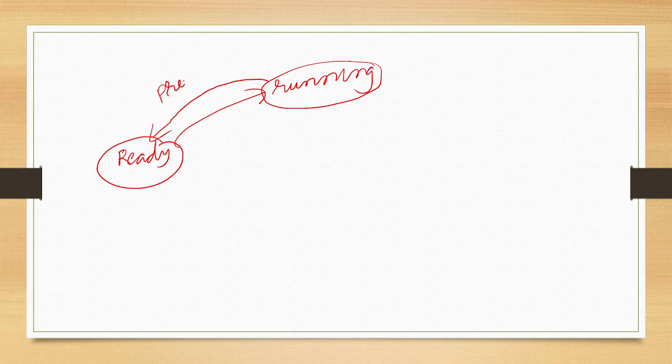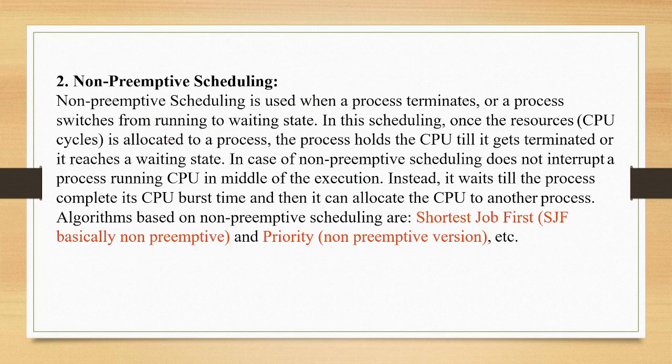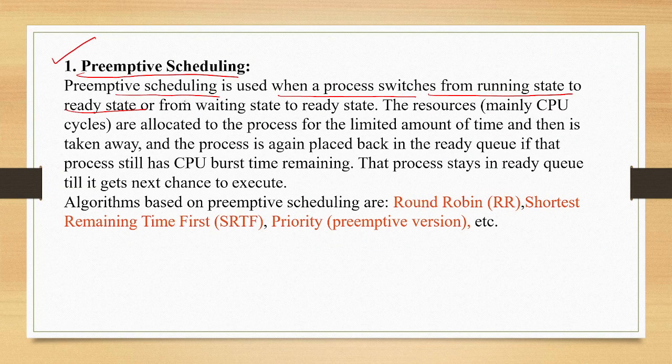This is called preemption. Preemption means a process is coming from running state to ready state. There are different situations in which a process can come from running state to ready state: when a process switches from running state to ready state or from waiting state to ready state. Why is it coming from running state to ready state? Because we are allocating CPU for a limited amount of time. Then it is taken away, and the process is again placed back in the ready queue.